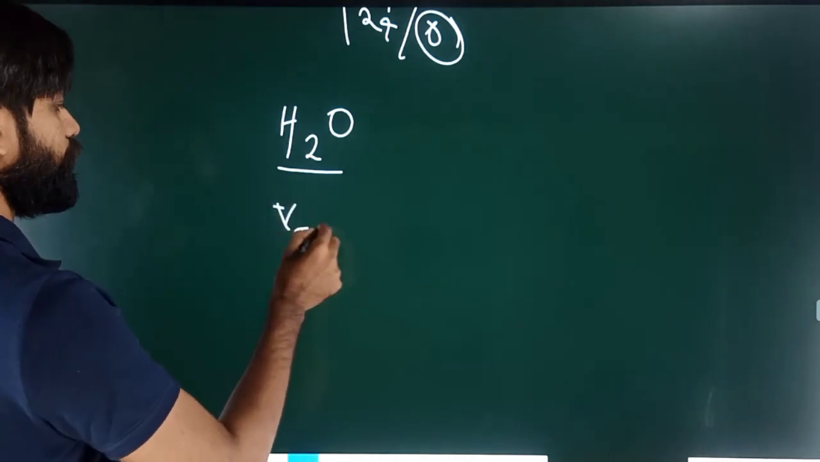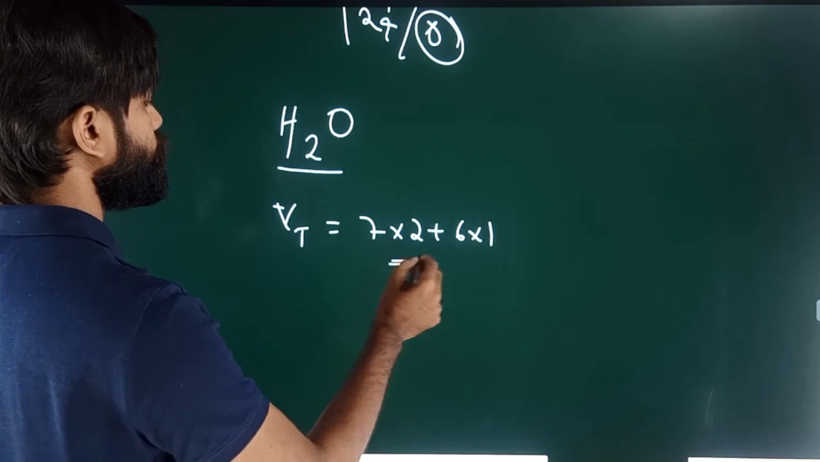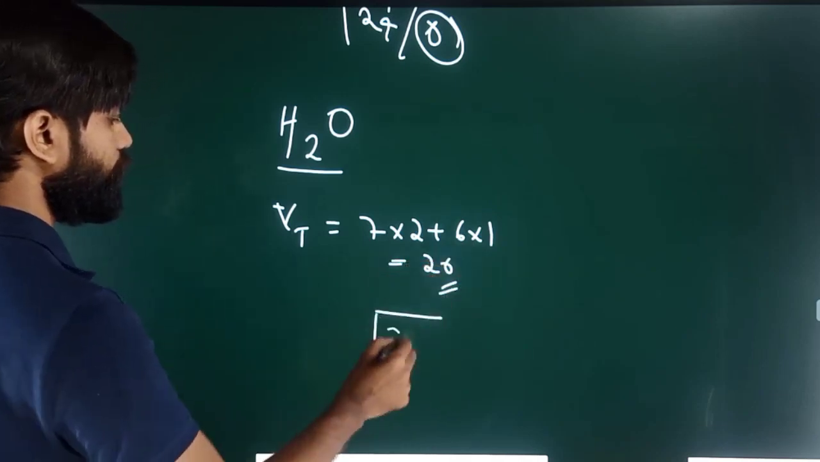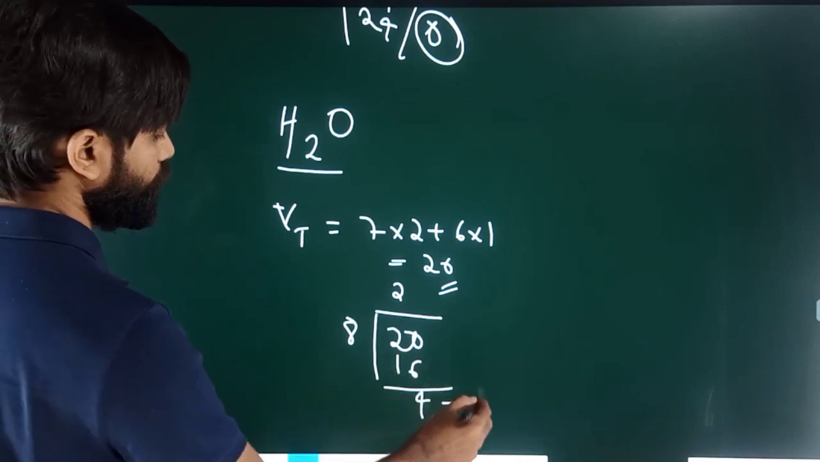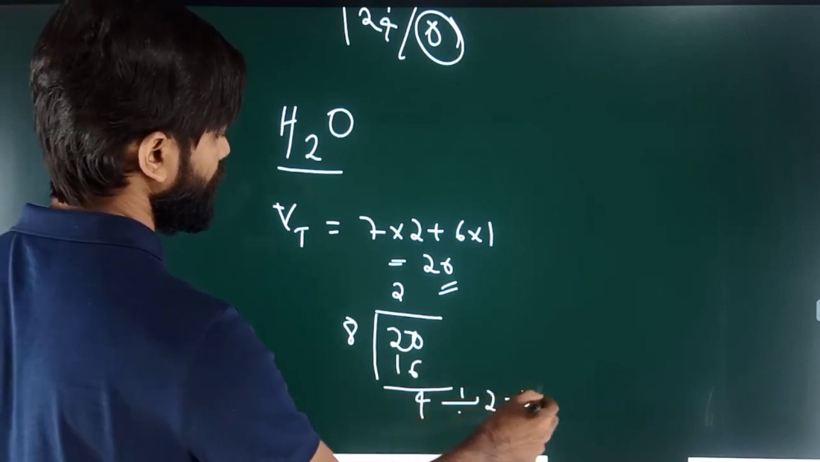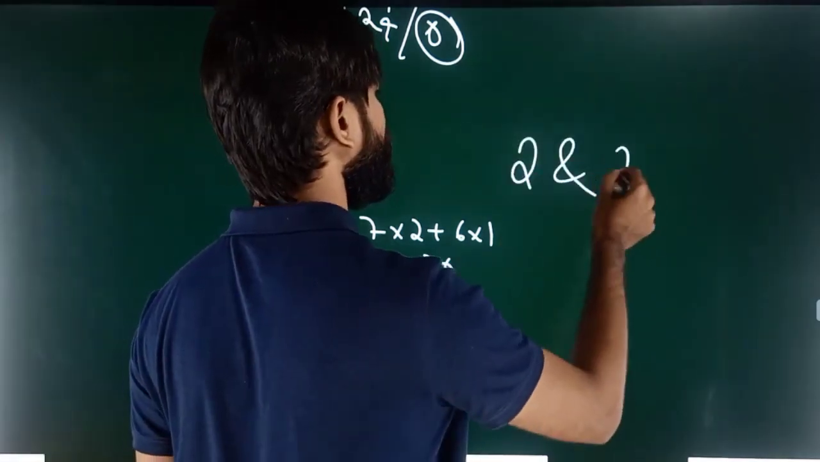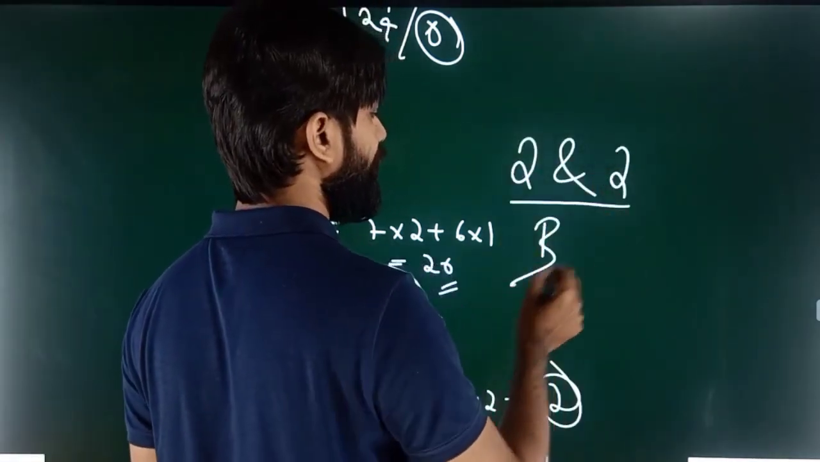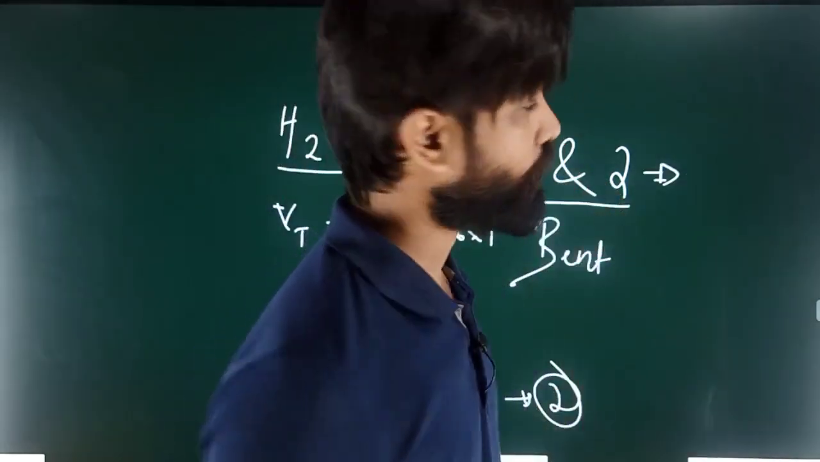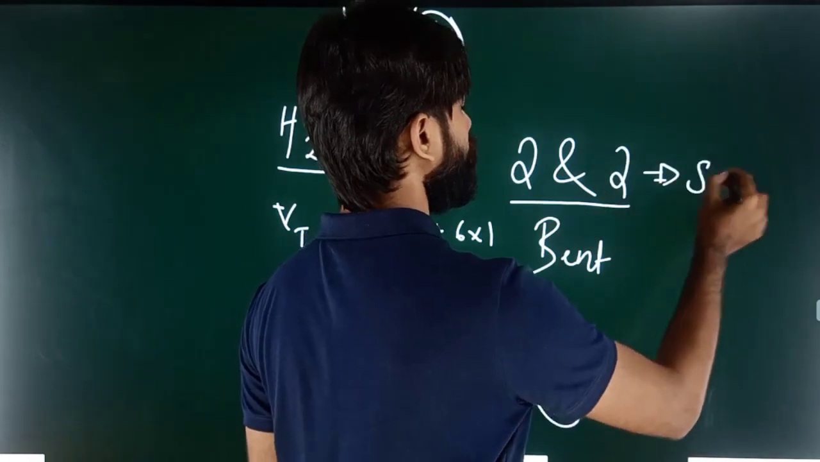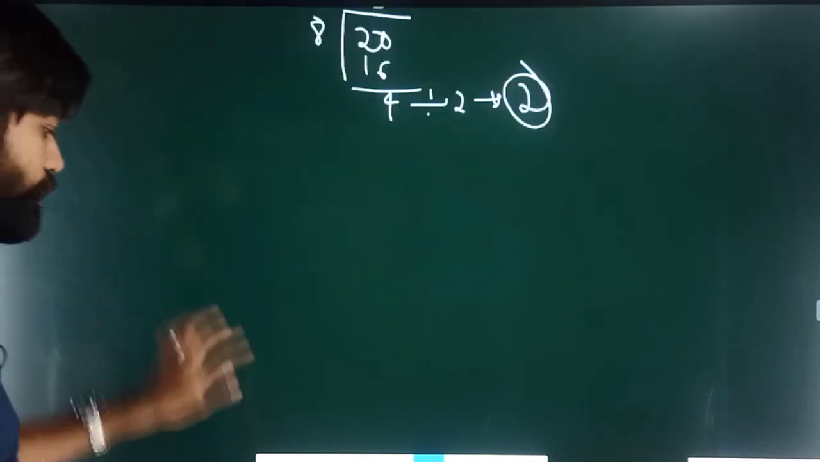Here hydrogen, the valence electron is 7. So 7 into 2 plus 6 into 1. So the answer is 20. 20 divided by 8 gives 2, 16, remainder 4, divided by 2, the answer is 2. So 2 bond pair, 2 lone pair. So this is a category of 2 and 2. 2 and 2 is bend, angular, V shape. Total 2 plus 2, total 4, hybridization sp3.